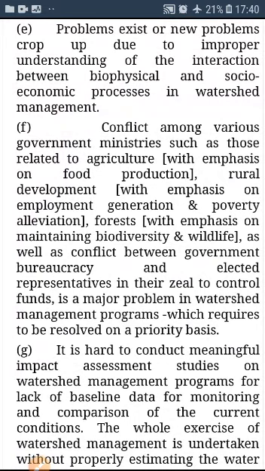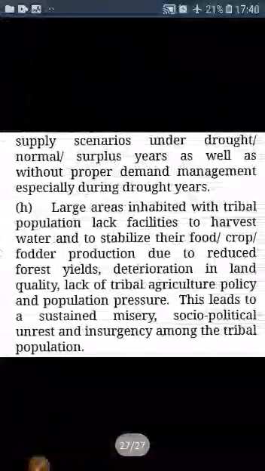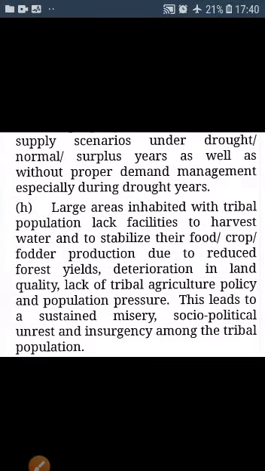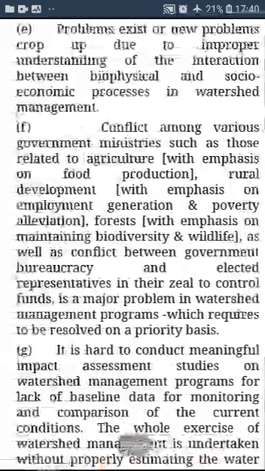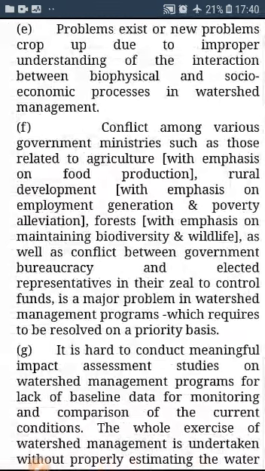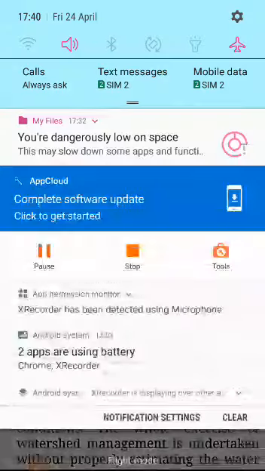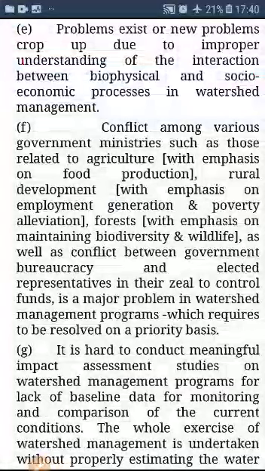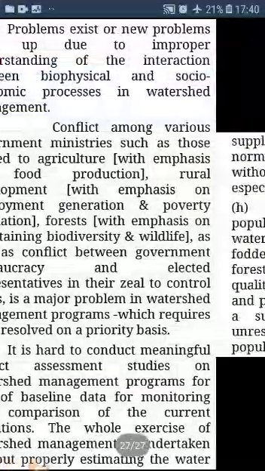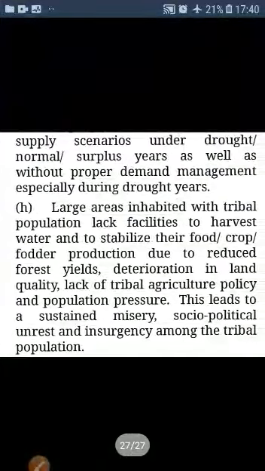meaningful impact assessment studies on watershed program, lack of baseline data for monitoring and comparison of the current condition. The whole exercise is undertaken without properly estimating the water supply scenarios under drought, normal, surplus. So it's hard to make understand the people who are unable to understand what problem they are facing at the time of drought and other conditions. So it should be done in a very proper way.